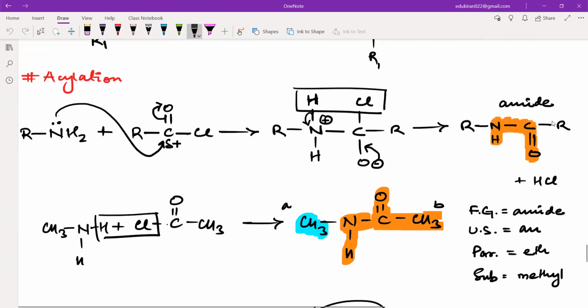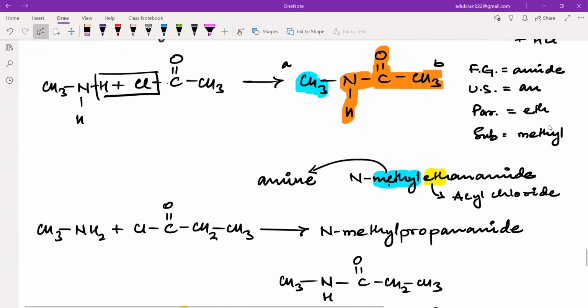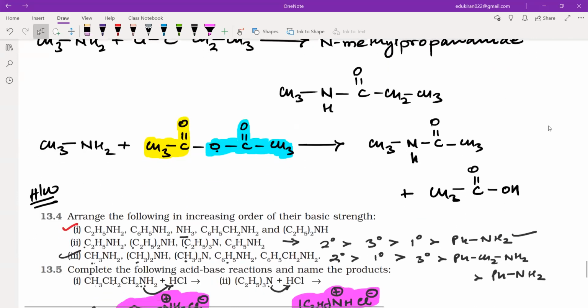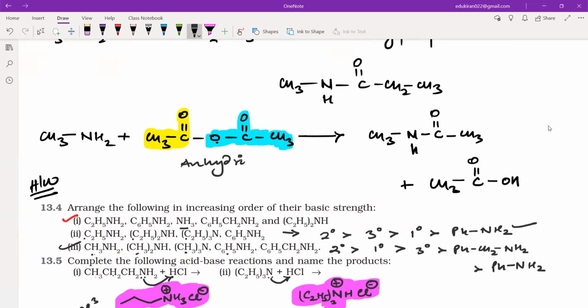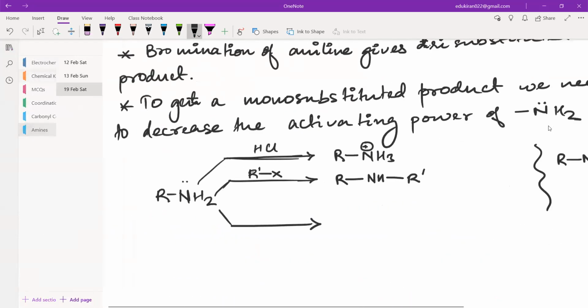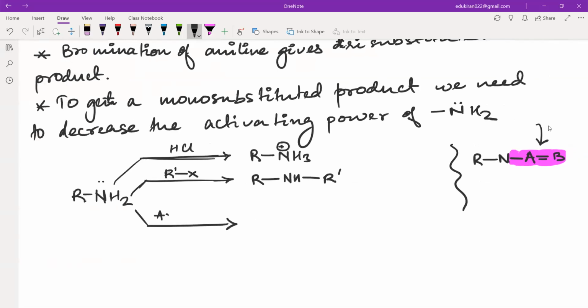Let me write the name. This is acyl chloride. Okay, and this is anhydride. So it's acylation, or we can say acetylation, depending on what reagent you are using.